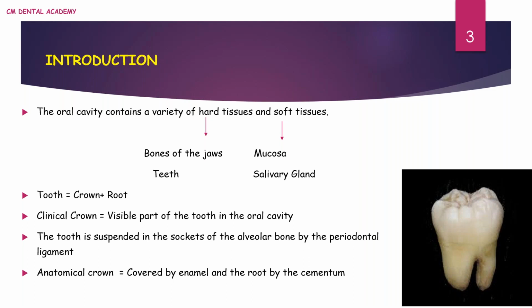So, what is the clinical crown? It is that portion of the tooth which is visible in the oral cavity. The tooth is suspended in the sockets of the alveolar bone by the periodontal ligament. So, this is the connecting bridge, the periodontal ligament, between the tooth and the bone. The anatomical crown is the crown which is covered by the enamel, and the root by the cementum.